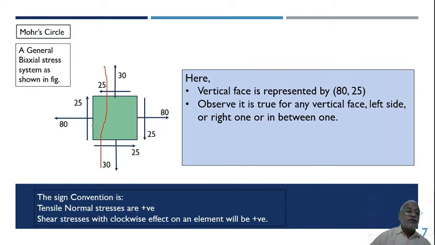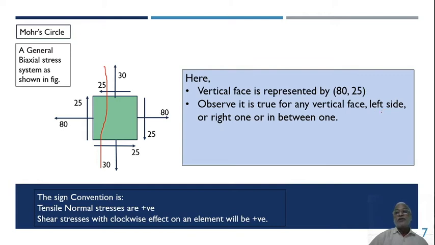But when you consider equilibrium of this element and try to make out what is there on a vertical face, it will be exactly the same once again. It will be 80 normal and tensile, and then it will be 25. It will be always trying to rotate the element in clockwise manner. So that is what the statement says.